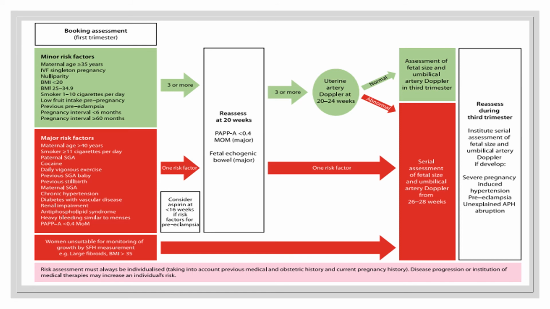Now, for women who are unsuitable for symphysis fundal height measurement, so as we said previously, if they've got large fibroids or the BMI over 35, then basically they should have serial measurements of fetal size and umbilical artery Doppler from 26 to 28 weeks.